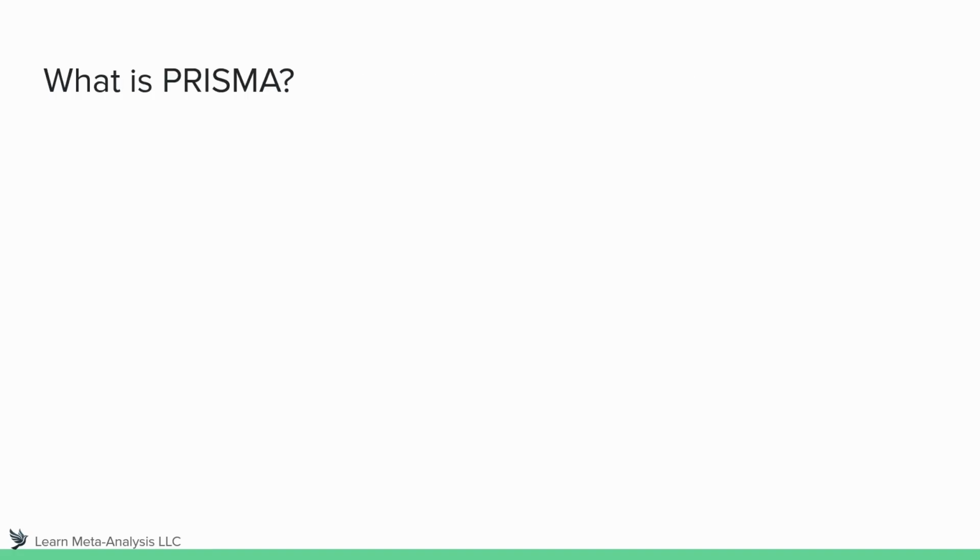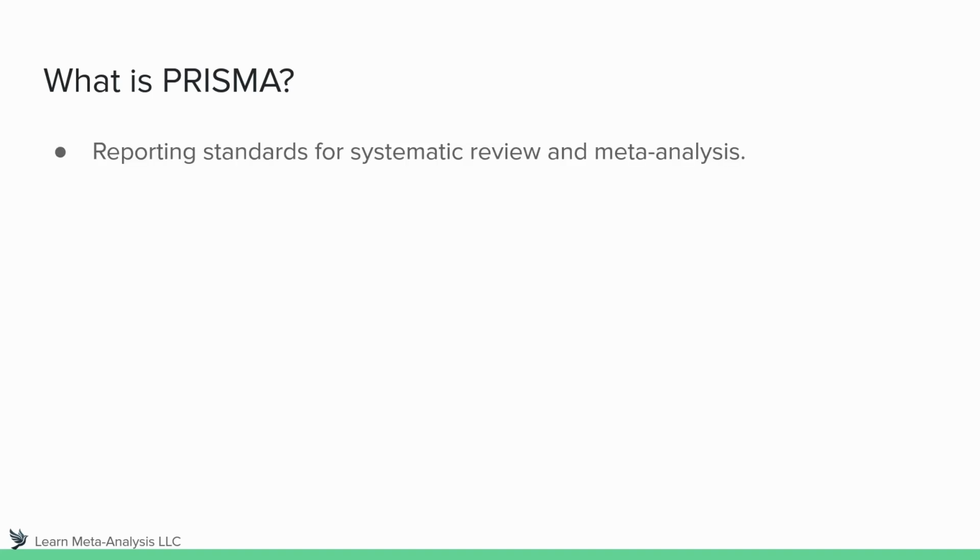So the question you're probably asking, if you're not familiar with PRISMA already, is what is PRISMA? Well, it is essentially reporting standards for systematic reviews and meta-analyses to try and help ensure they are transparent and replicable. The key elements of it, in my opinion, are the flowchart and the checklist, which can both accompany your paper when you go to actually submit it to a journal.